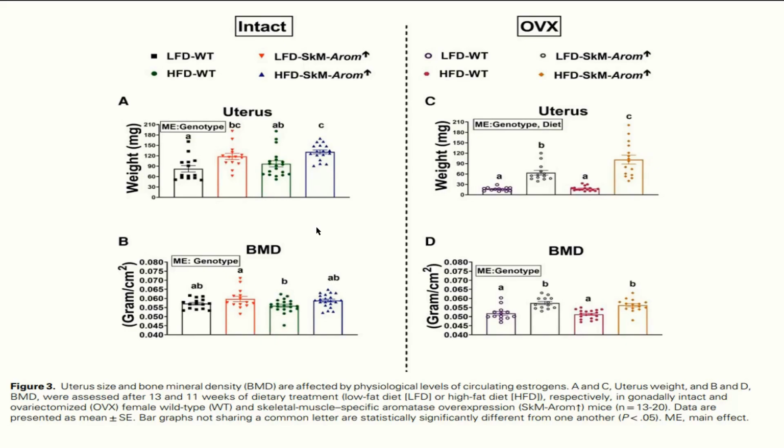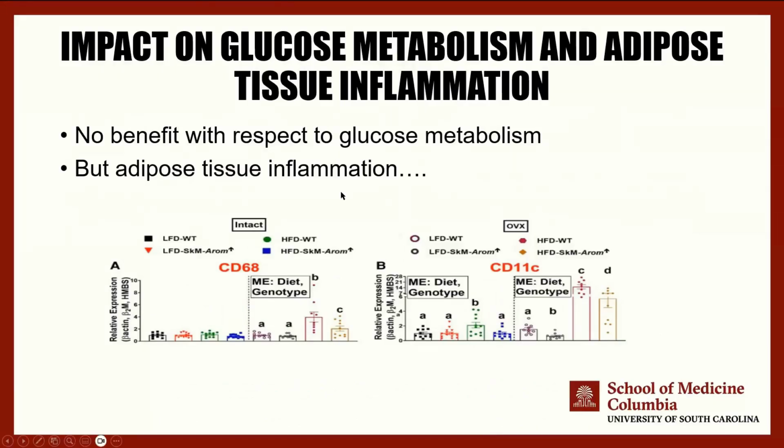in a second. Now, with respect to glucose metabolism, we did not see any benefit, but with respect to adipose tissue inflammation, we looked at markers, macrophage markers in particular, CD68, which is a pan-macrophage marker, and CD11C, which is a pro-inflammatory macrophage marker in adipose tissue. And we saw reductions. Now, if you're not familiar with inflammation in adipose tissue, inflammation in adipose tissue is the hallmark of obesity, and the primary immune cells driving that inflammation are macrophages. So this suggests that in our mouse models, we did reduce adipose tissue inflammation.